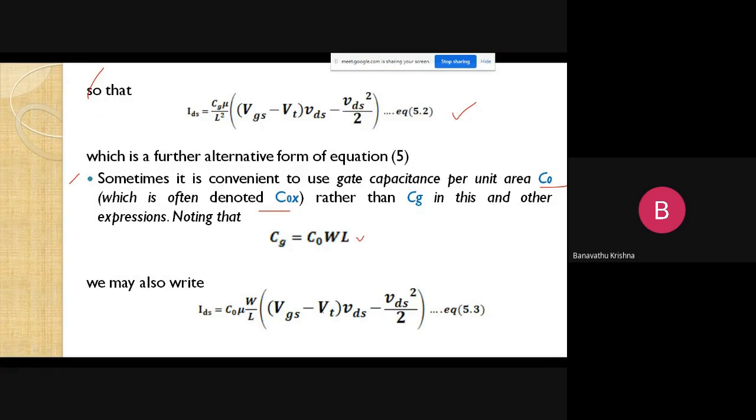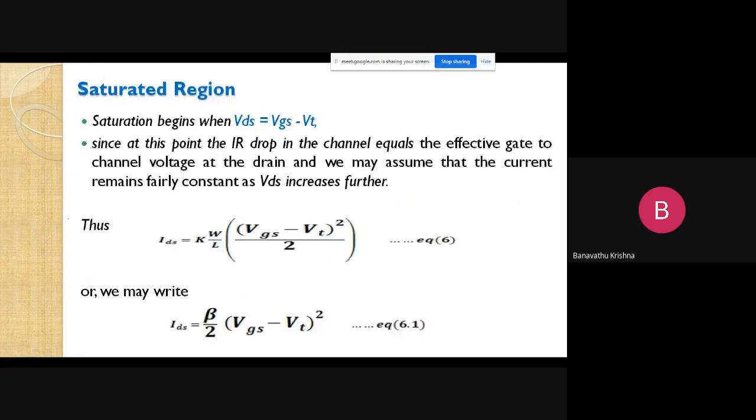That is the current equation. Why are we doing it like this? Based on a given requirement, we can use any of these three equations. Next, in saturation condition, saturation means VDS is equal to VGS minus VT. In the previous case, VDS is less than VGS minus VT, right? So here VDS equals VGS minus VT.